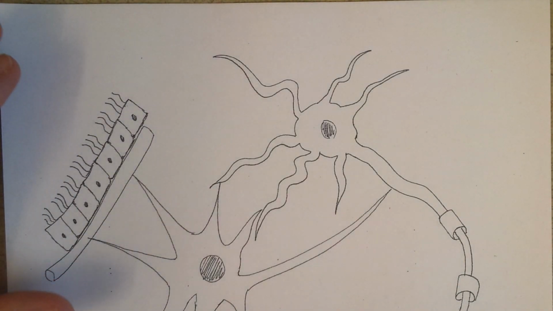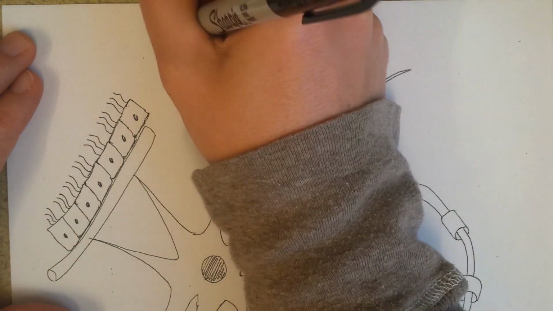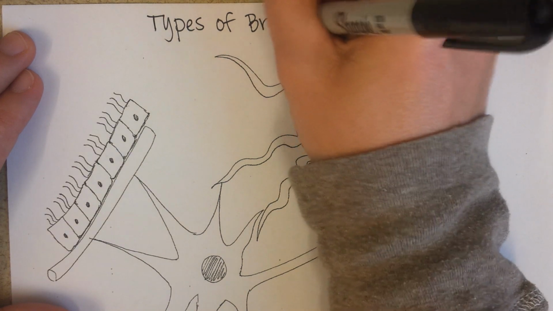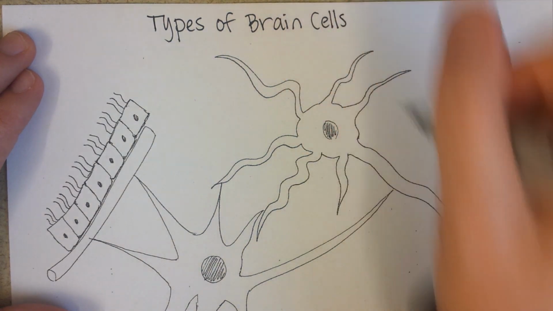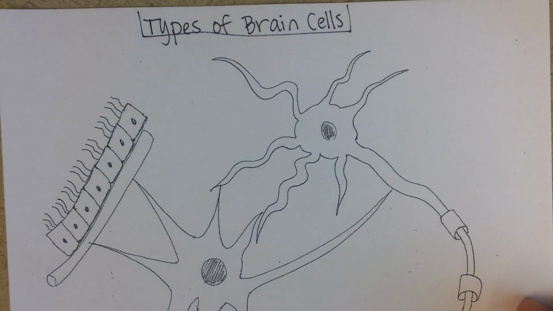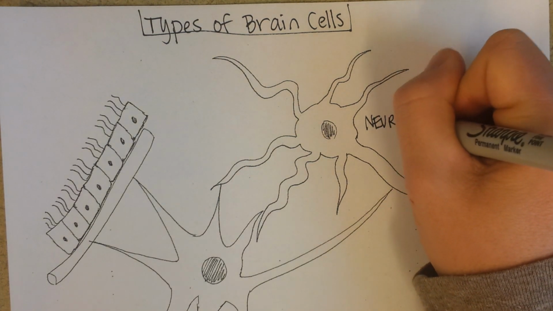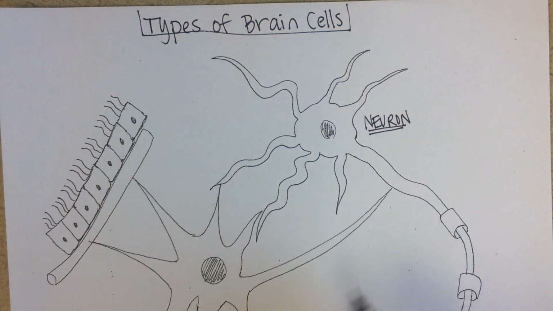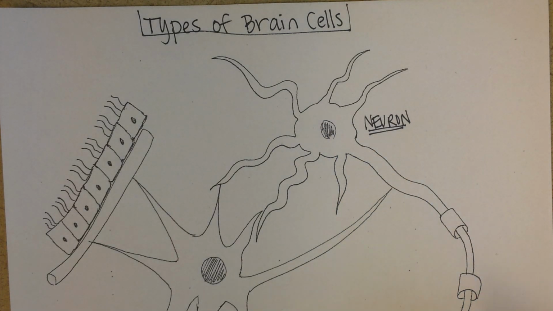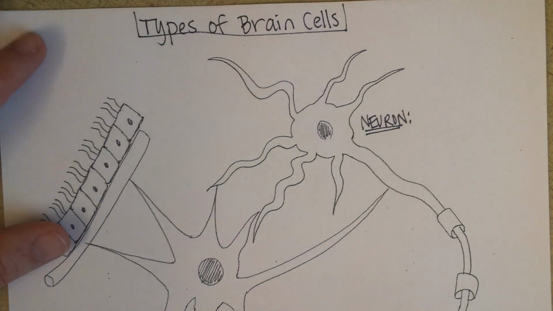Types of cells in the brain. Well, we'll start with the one that gets all the attention. Neurons. And this is the cell body of this neuron, and then here is its axon, and we'll talk about that more. Well, why do neurons get all the attention?